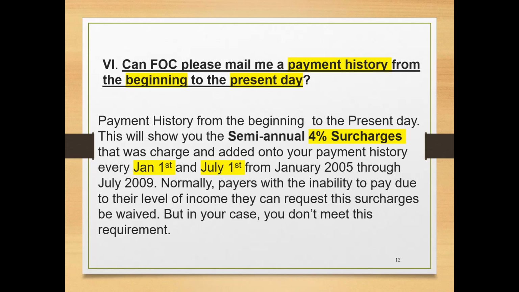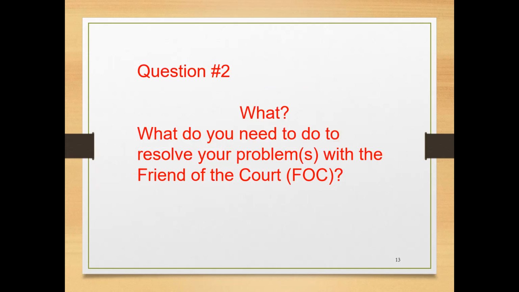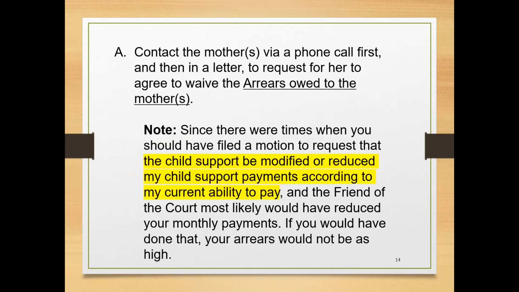So you see that January 2005 through July 2009, the bulk of that money is something that you ask to get reduced. Take notes on that. We're going to come back to that. Now, what do you need to do to resolve your problem with the Friend of the Court? Well, you must contact the mother if you can. She might be interested in waiving some of that debt.